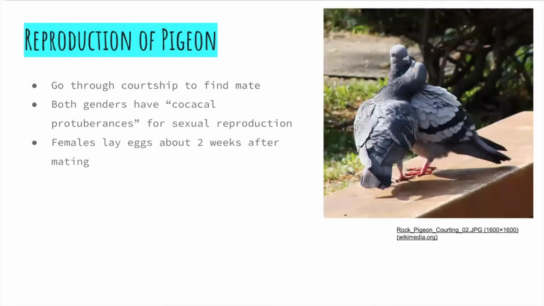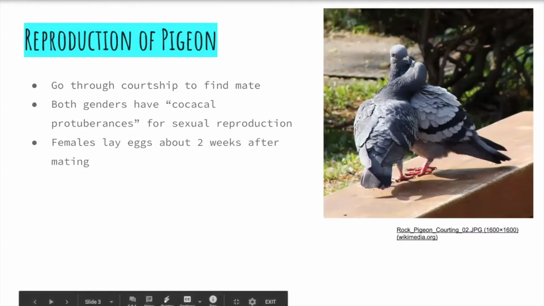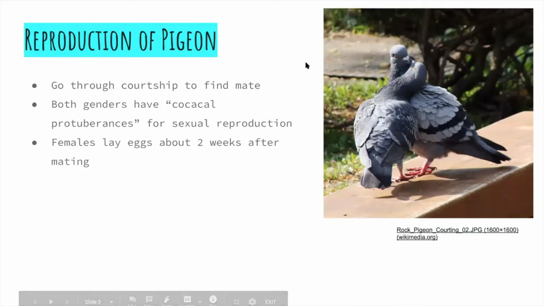Pigeons are one type of bird species that go through courtship, so they have to court a female before they're able to reproduce. And another thing is that pigeons mate for life, so as long as their partner stays alive and well, a pigeon will only have one mate forever.